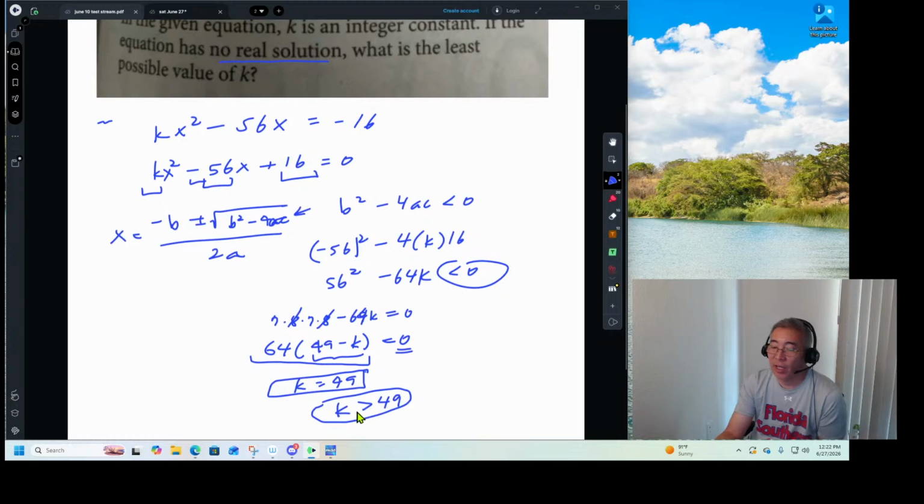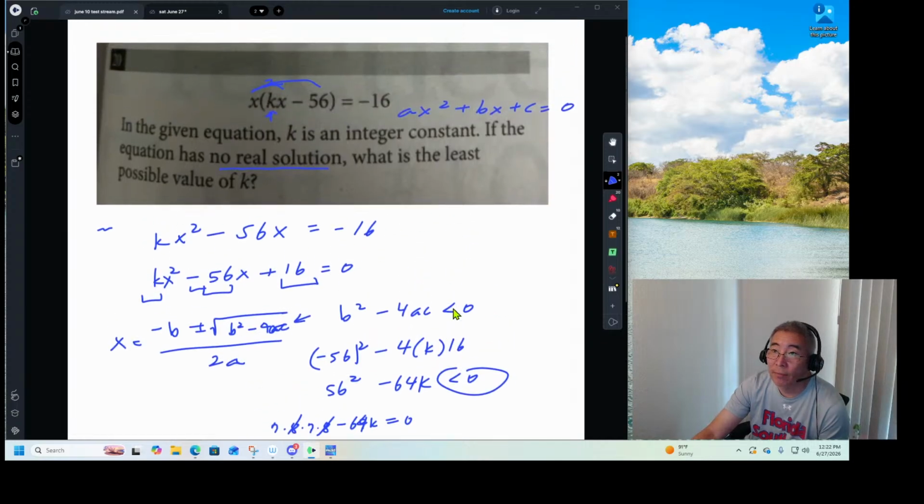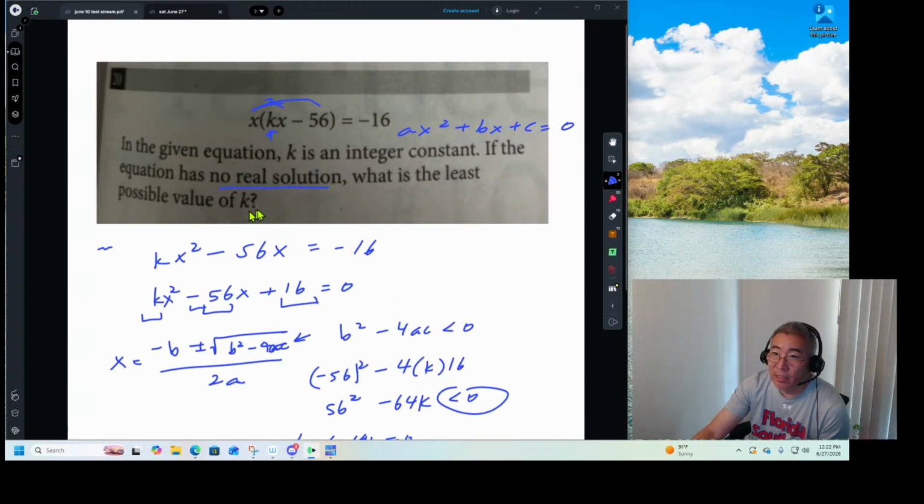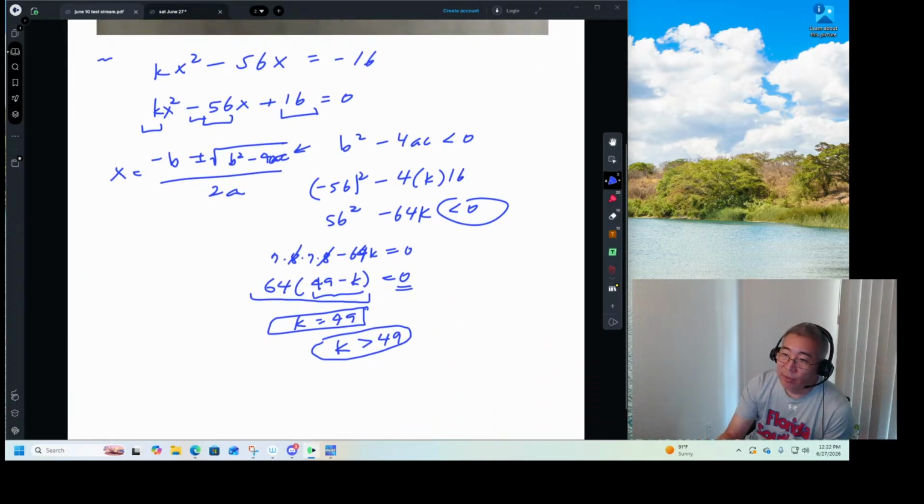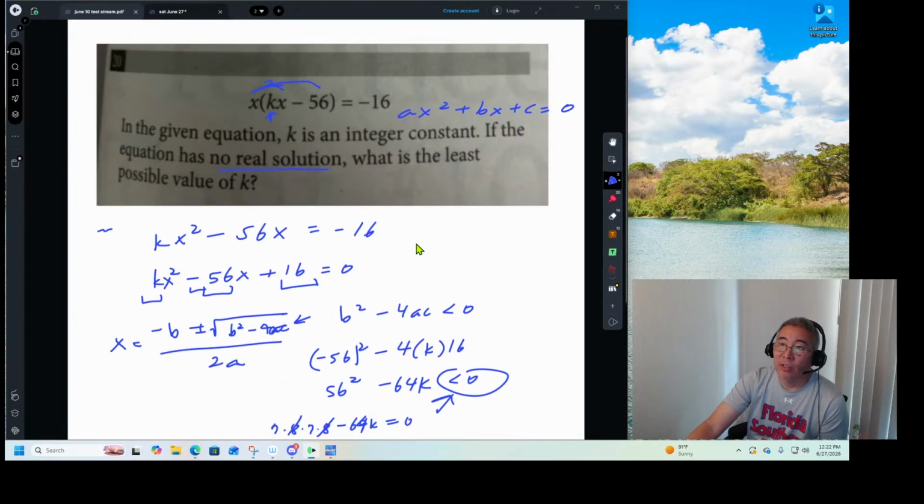Okay, so all the values of k that are greater than 49 are going to make this not work out. So what is the least possible value of k? If it is an integer constant, it would have to be 50, right? This is the smallest value of k which would make this negative, and then there would be no solutions. Okay, so that is the paper way of solving this problem.